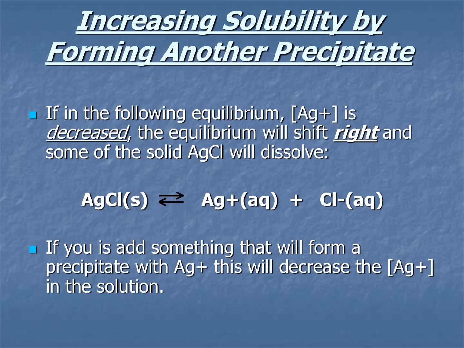We said the other way to increase solubility was by forming another precipitate. So if in the following equilibrium my silver ion concentration is decreased, the equilibrium will shift to the right, because we'll have a take away towards. So if I want to use up this silver, if I want to change its concentration, I can add something that will form a precipitate with the silver, therefore using up this silver and lowering its concentration.